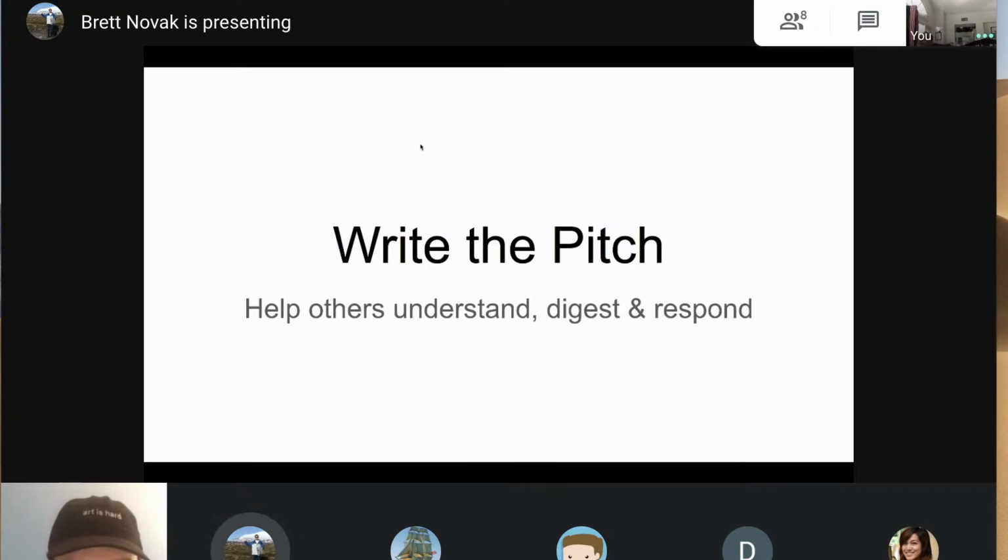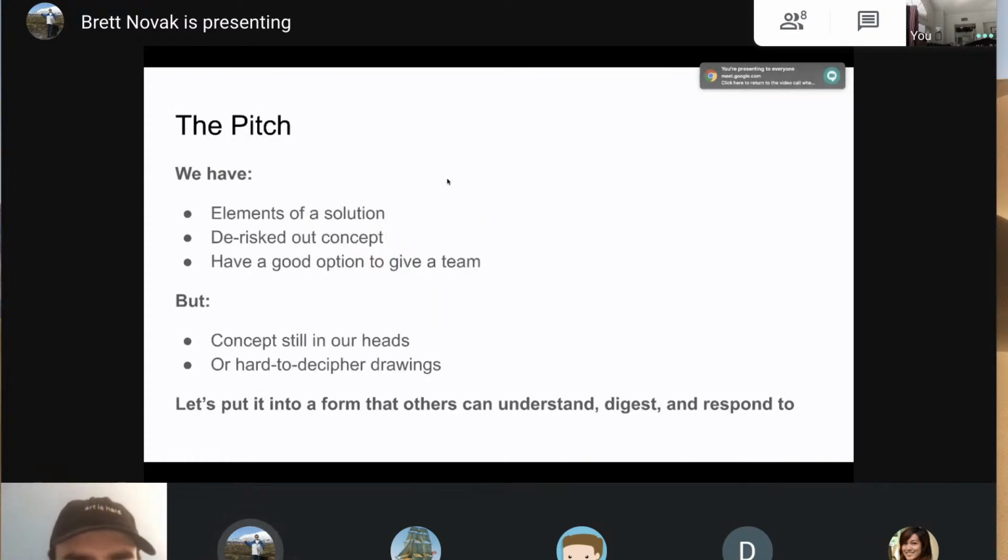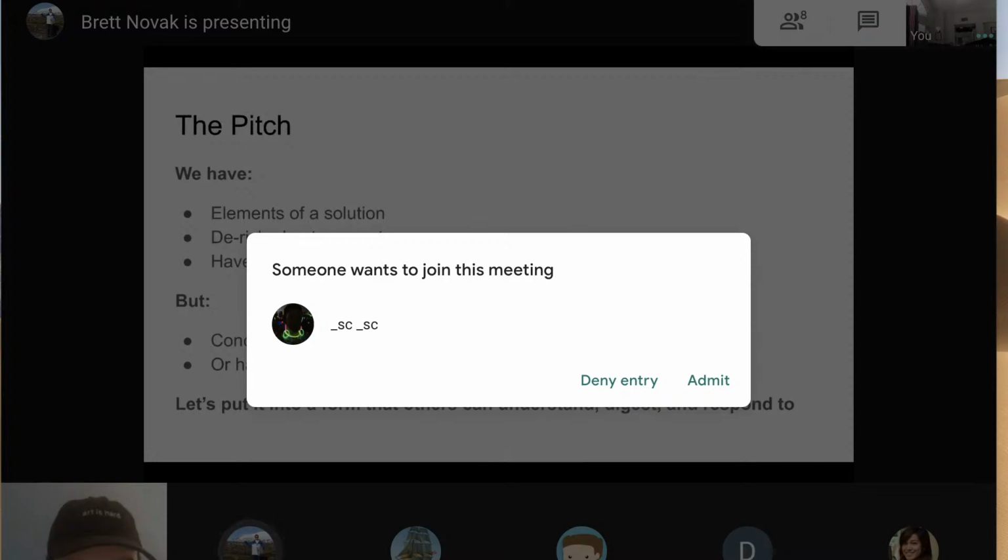Okay, write the pitch. Help others understand, digest, and respond. I think this presentation is going to go pretty quick, so if anyone has anything to say, please interject. The pitch builds on previous chapters, the elements of a solution. We de-risked the concept, and we have a good option to give to a team. But our concept is still in our heads or in indecipherable drawings. Let's put it into a form that others can understand, digest, and respond to.